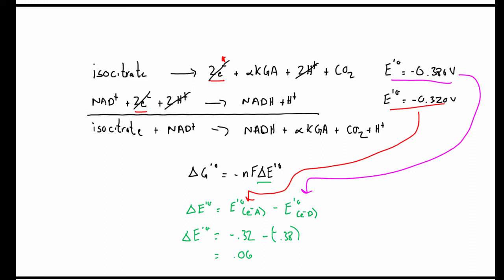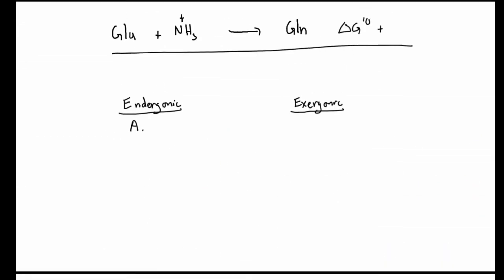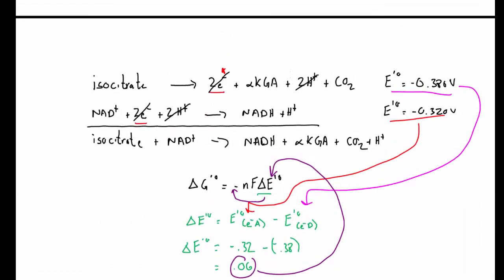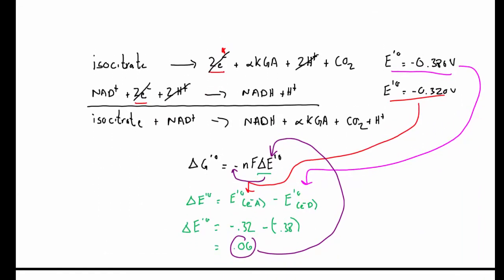Now, here's the great thing about this. We can then plug that back up into here, and we know that that's a positive number. Well, with the negative sign in front of this equation, that means that if the delta E is positive, then delta G will be negative. And so this is going to be one of our exergonic processes, and so I'll just come back up here and say that step G is indeed exergonic, because of all of this that we talked about.